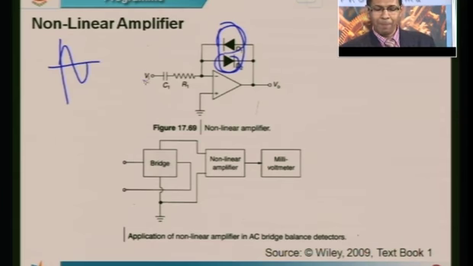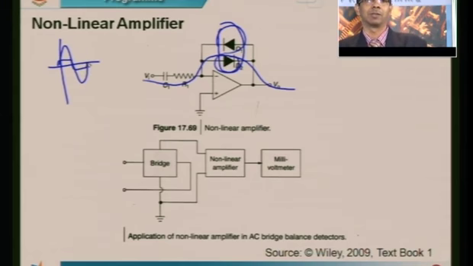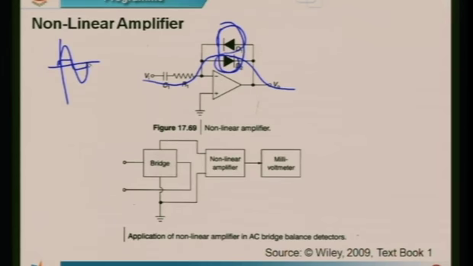Which means what? I am bypassing the op amp. I am not amplifying through the op amp. Only those signals which are small are getting amplified, but the larger amplitudes are suppressed. So I can suppress this large signal and only send the small signal. This is what is called a non-linear amplifier, which is typically used to suppress the noise, and can be required for calibrating a millivoltmeter, which is shown here.